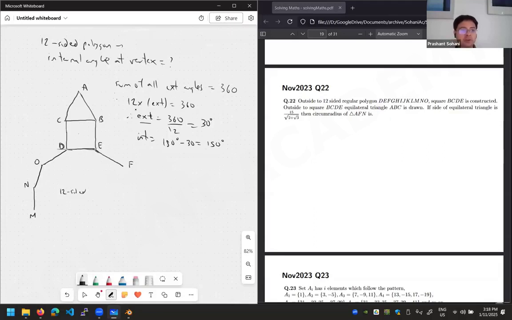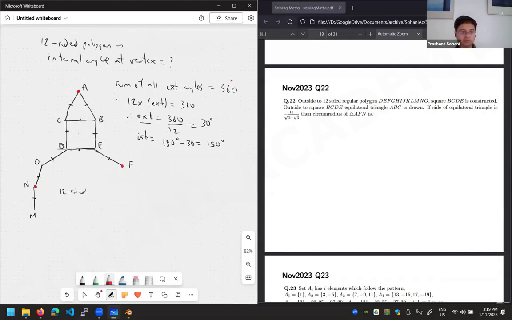And so one important thing is, because all of these are regular polygons, all the lengths are equal, right? So all of these lengths, this is also a square, this is also an equilateral triangle. So all the lengths are equal. Okay, and we are interested in the circumcircle of AFN. So which are the 3 points? A is here, F is here, N is here. Okay, so I'm interested in the circumcenter of these 3 points.